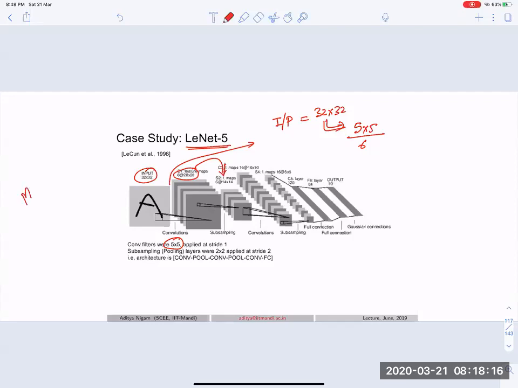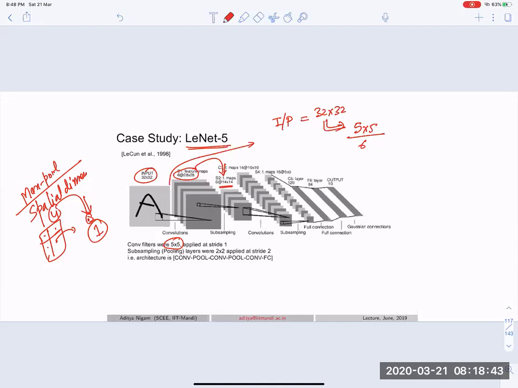Remember that max pool reduces your spatial dimensions, because out of 4 values you choose the one which is maximum. So it becomes a single value. It's actually 4 to 1. If it becomes 4 to 1, then your height and width are reduced by half.